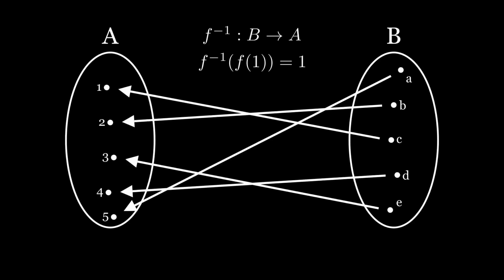If we apply f of 1, well, f of 1 will send 1 to c. Then what will the inverse of that give us? It'll send c back to 1. So f inverse of f of 1 is just itself. And indeed, it works in the other direction as well.